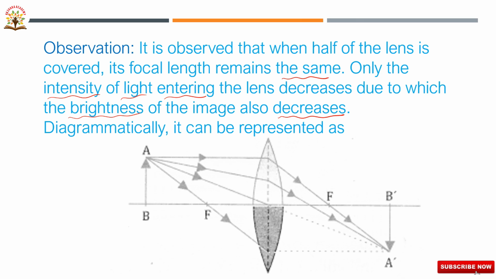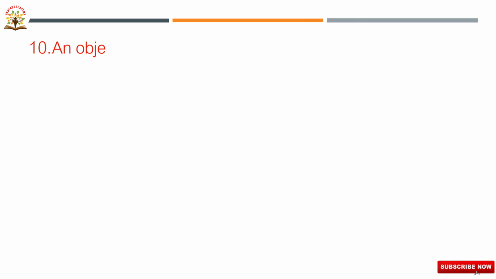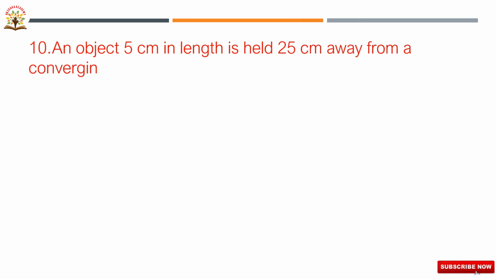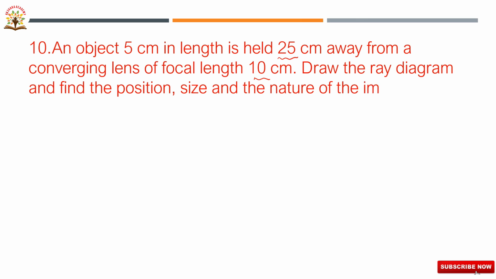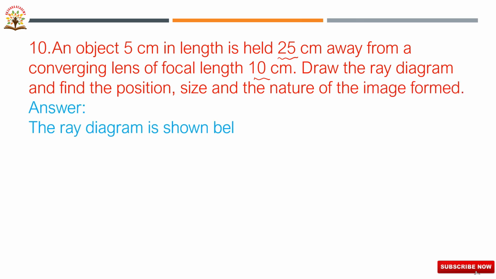Okay, next we will go to the next question. An object 5 centimeter in length is held 25 centimeters away from a converging lens of focal length 10 centimeter. Draw the ray diagram and find the position, size and nature of the image.